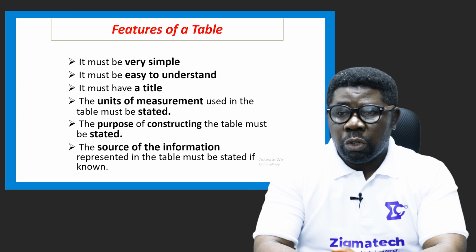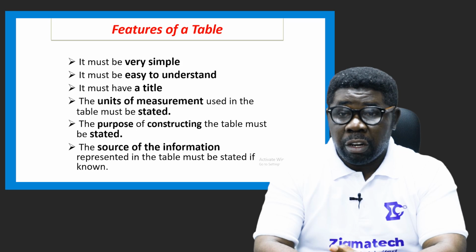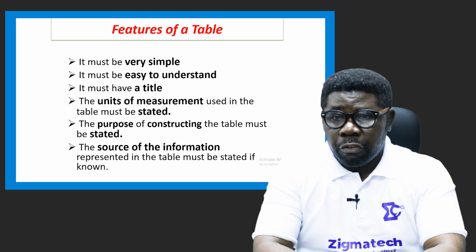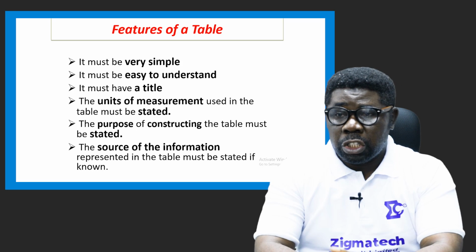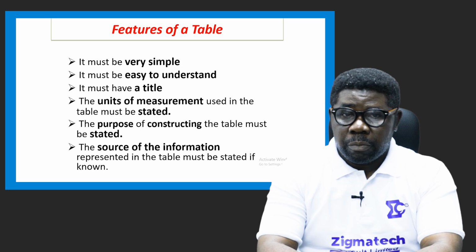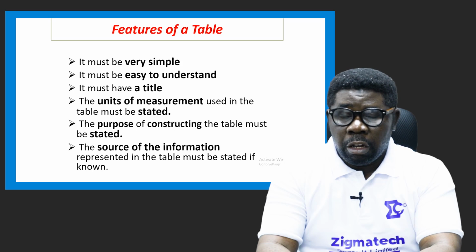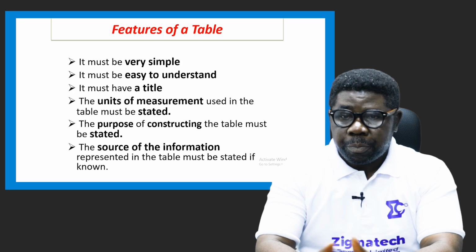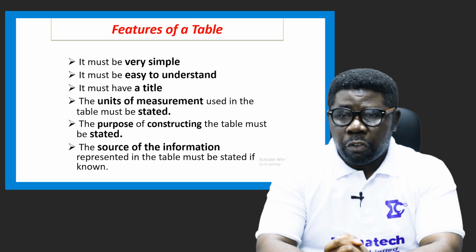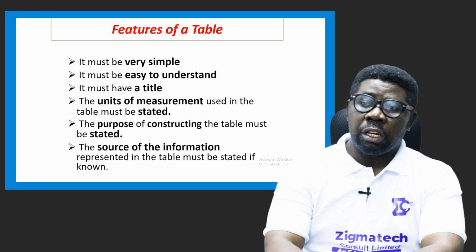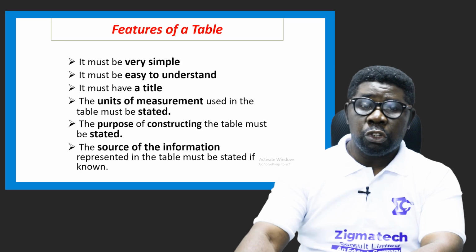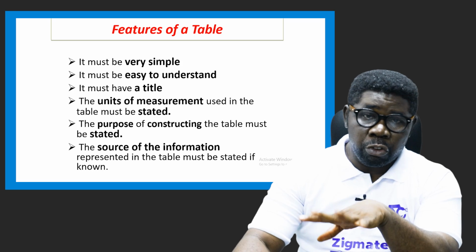The units of measure used in the table must be stated if there's need for units, all right? You talk about scaling of the table, or you must use a unit if you have one. Okay, the purpose for constructing the table must be stated as well. That is, maybe yearly information or monthly information, weekly information as a particular item is being recorded. Then you have the source of information if you have one, all right? You can state it as well.